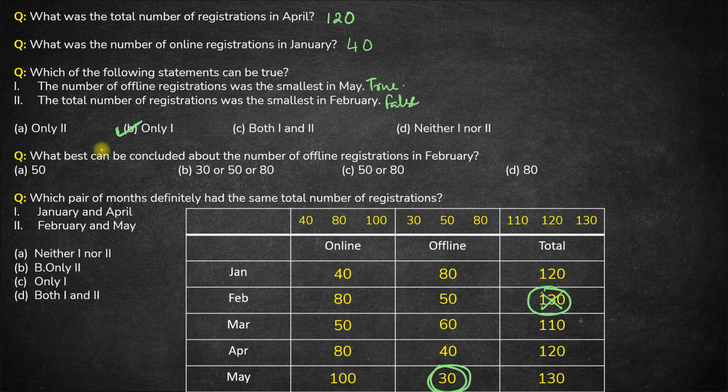Next question, what can be concluded about the number of offline registrations in February? So offline registrations in February is 50. Option A is the right answer.